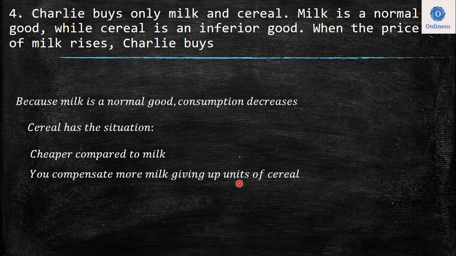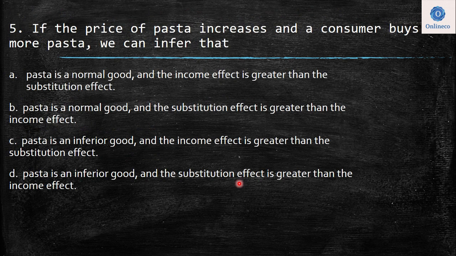Then we can infer what is the situation of the other good. So then there should be less milk, but the impact on cereal is ambiguous.